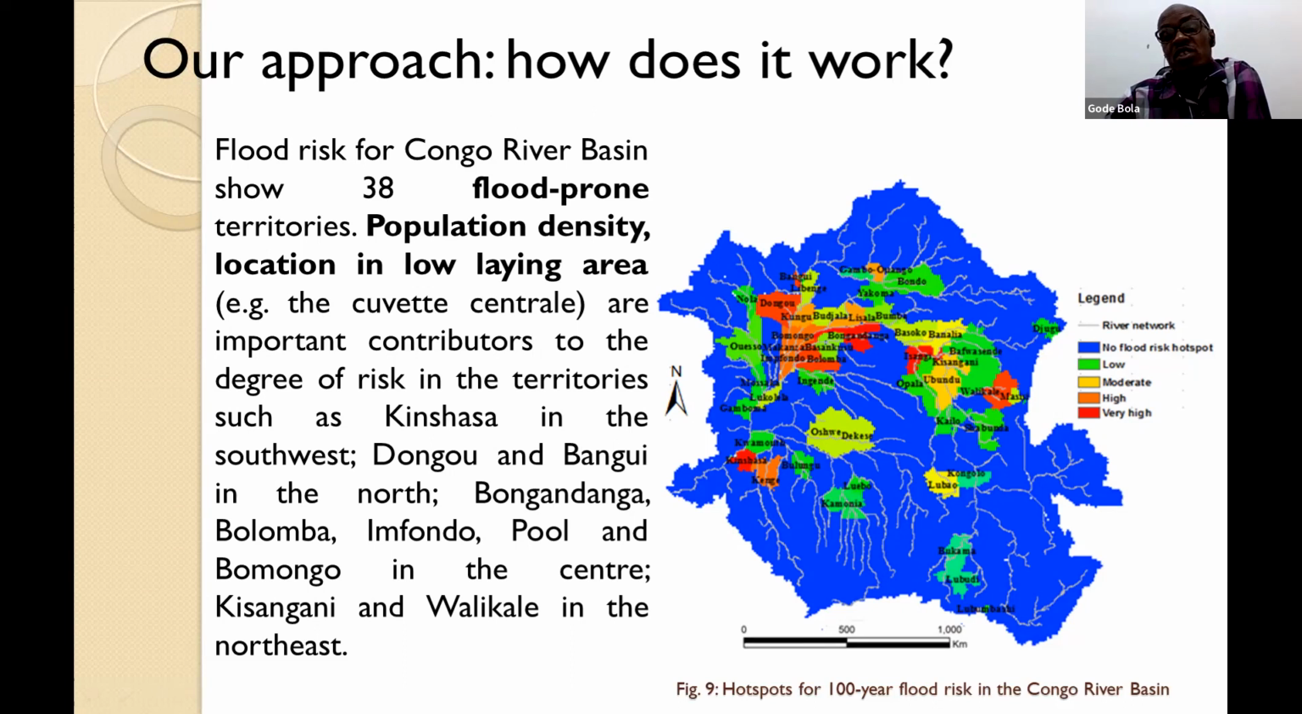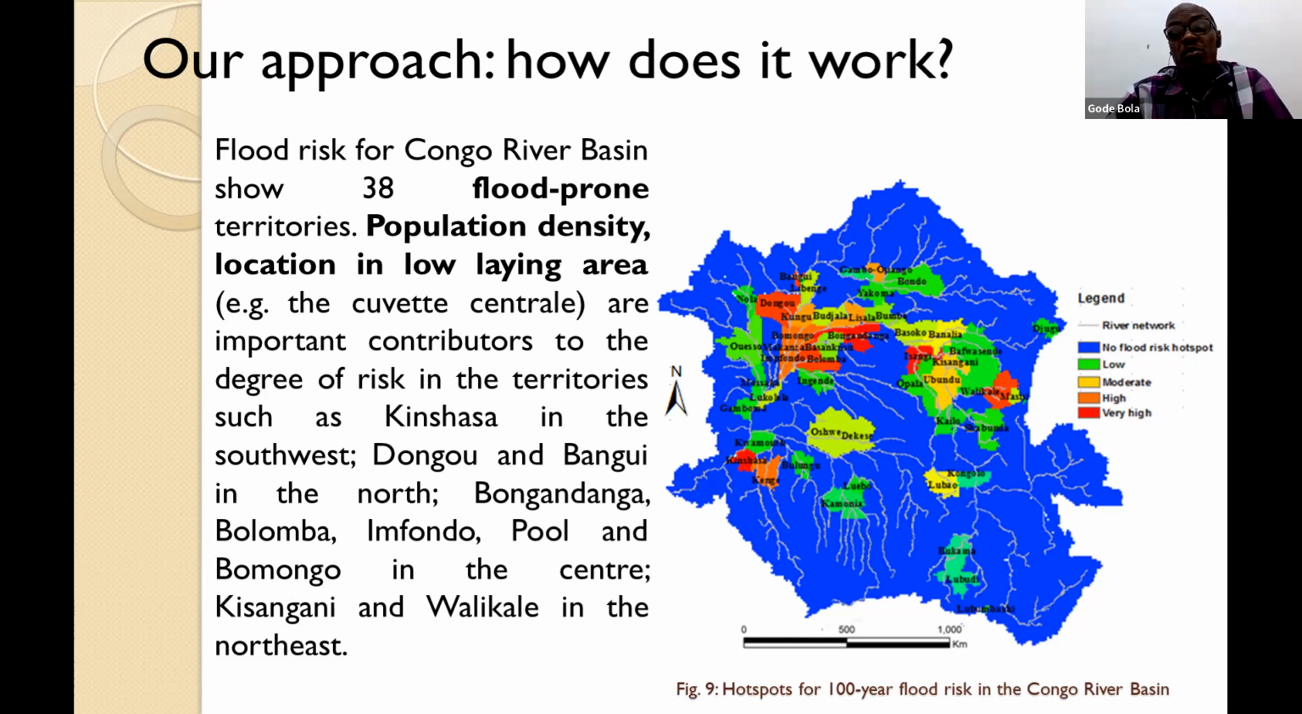We found that this is an area where it might be very exposed, high exposure of population to flood risk. Besides those, we also have, that was even reported in the news, Pool at the Congo Brazzaville, Pool and Kivet, Bomongo in the south, Kisangani and Walikale in the northwest of the Congo. That's almost the summary of our result about the flood risk within the Congo Basin.